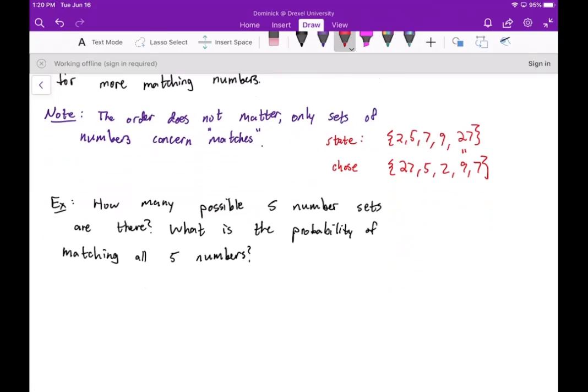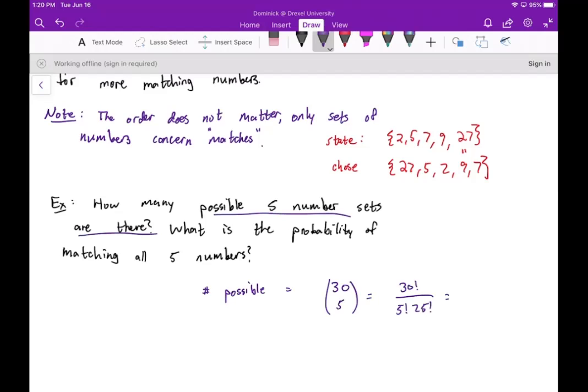So how many possible 5-number sets are there? Well, again, since the order doesn't matter, the number of possible 5-number sets would be 30 choose 5. So what you would have here is 30 factorial over 5 factorial times 25 factorial.